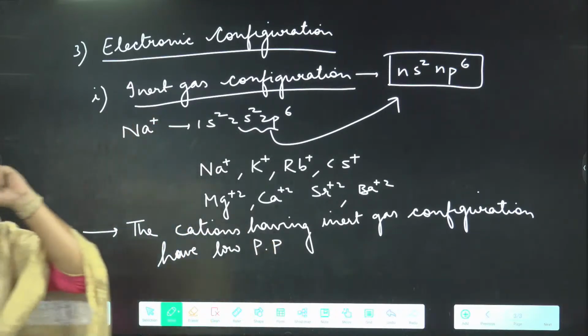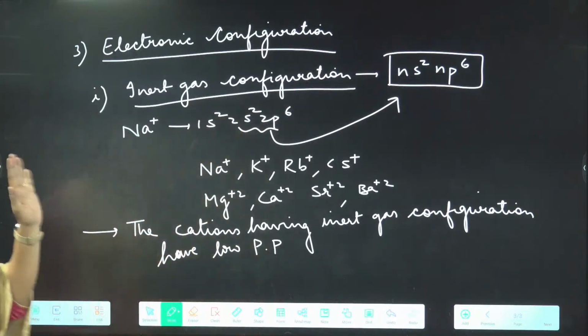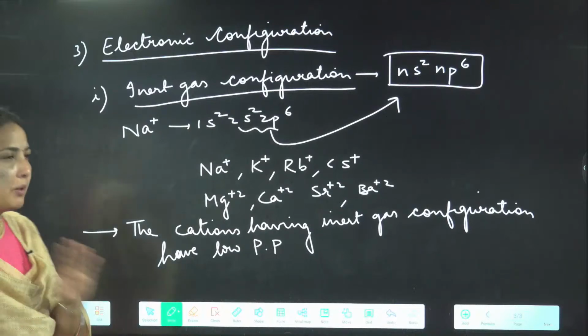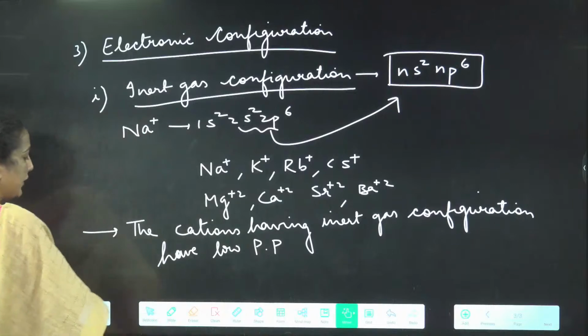So you must understand, okay, there is like inert gas configuration. It should have 8 electrons in the valence shell, which you are able to see. And they are having low polarizing power. Okay? Write down this one, then we'll proceed further.